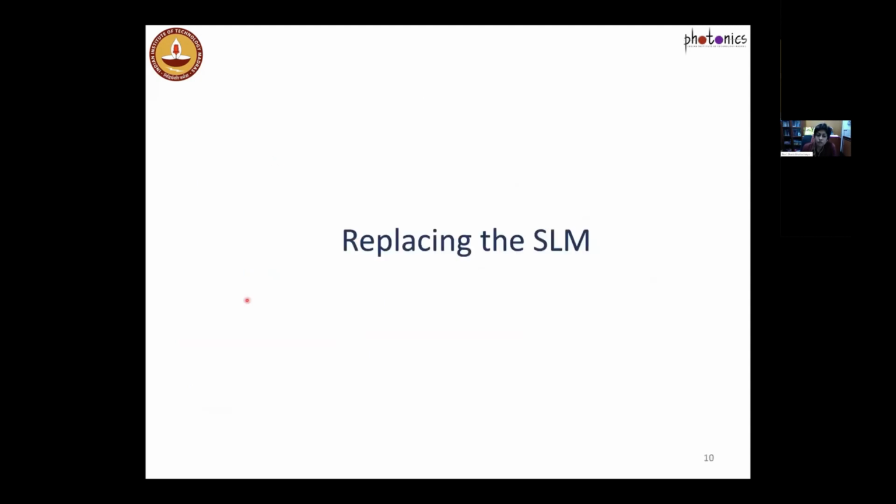But of course, we don't want to always use an SLM, especially if you're thinking of an already complex system like light sheet microscopy, or you want to make a compact system like an OCT system. Then you don't even need the tunability that an SLM offers. So it's enough to put this onto a compact element. And so we want to replace the SLM.